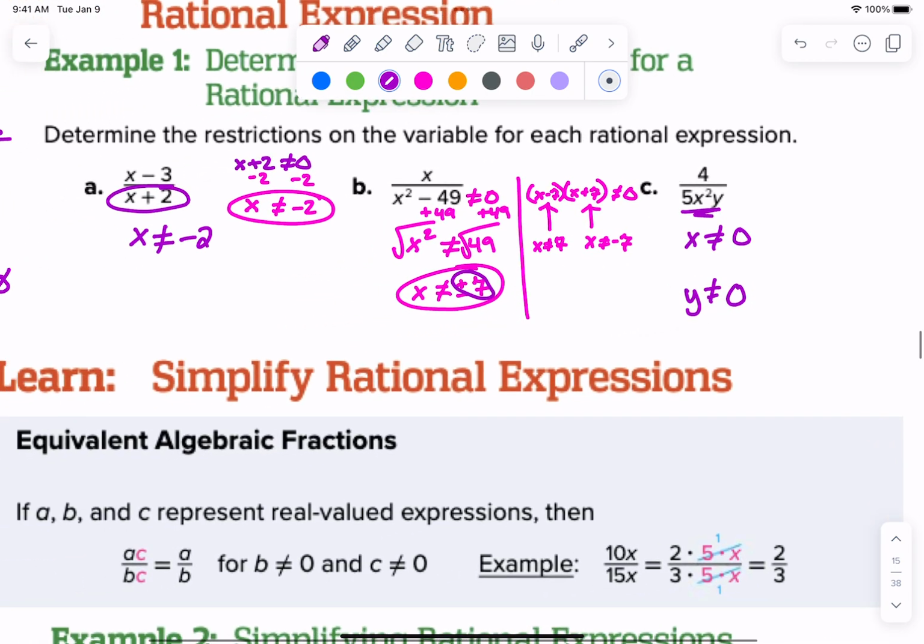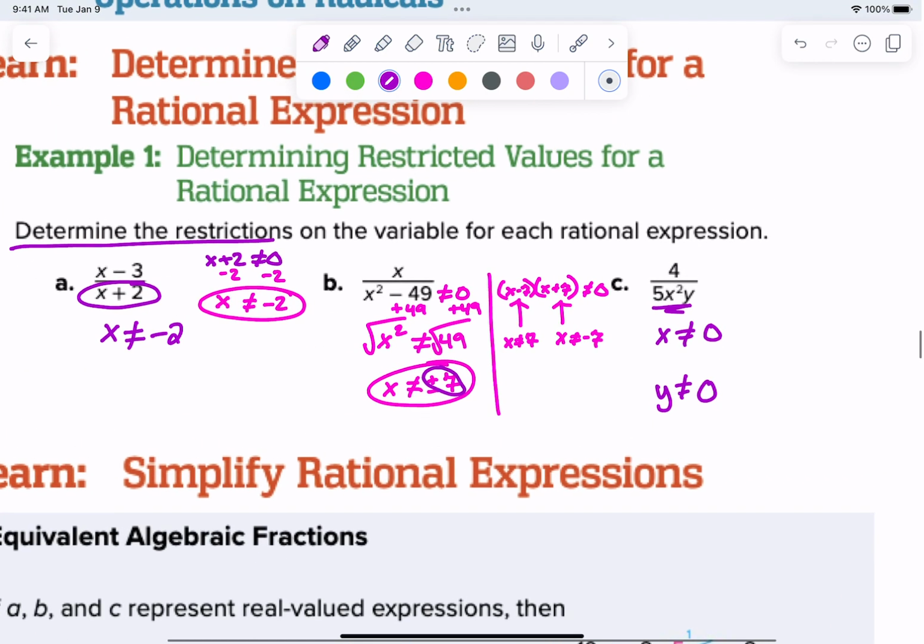Okay, so when they say determine the restrictions, they're asking for the domain. Like, what can X be and what can X not be? X can be anything else but these numbers, right? X can't be what we've designated. Okay? Got it?